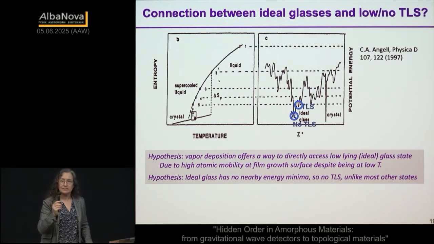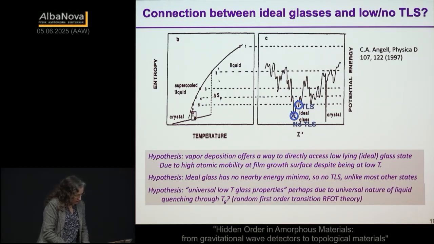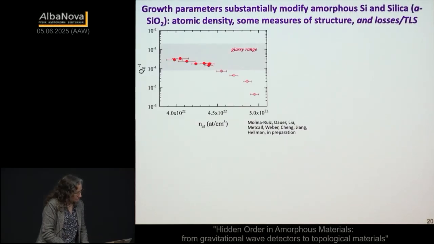Okay, and theorists actually like this. There's something called random first-order transition theory, which basically postulates something like what I'm just saying. Okay, so that's that. I think I only have one more slide. So I'll just show this.